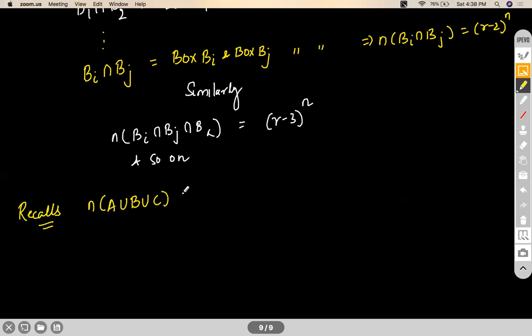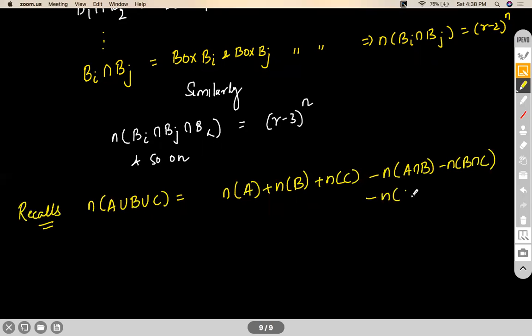What was the formula for this? It was actually n(A) + n(B) + n(C) minus n(A intersection B), n(B intersection C), n(C intersection A) plus n(A intersection B intersection C). This was the formula. The same thing I'm writing in a more specific way.